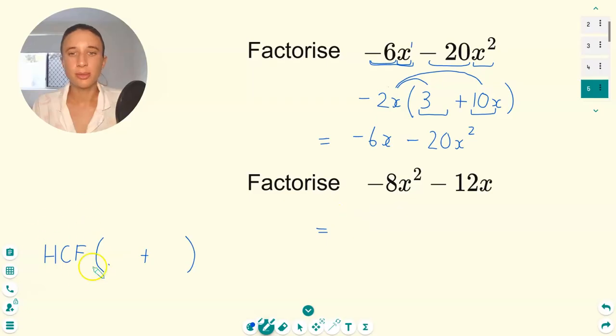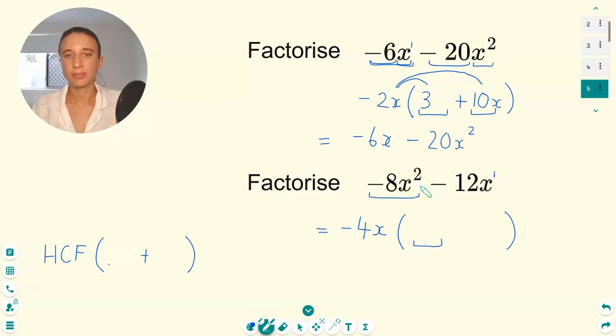So I'm going to put my highest common factor at the front. And I know that they're both negative numbers, so I'm going to put negative 4 out the front. And then I look at my variables, x squared and x. I choose the variable with the lowest power, and that's my highest common factor I put out the front. And then I ask myself, negative 4x times what would give me negative 8x squared? Negative 4 times 2 would give me negative 8. x times x would give me x squared.